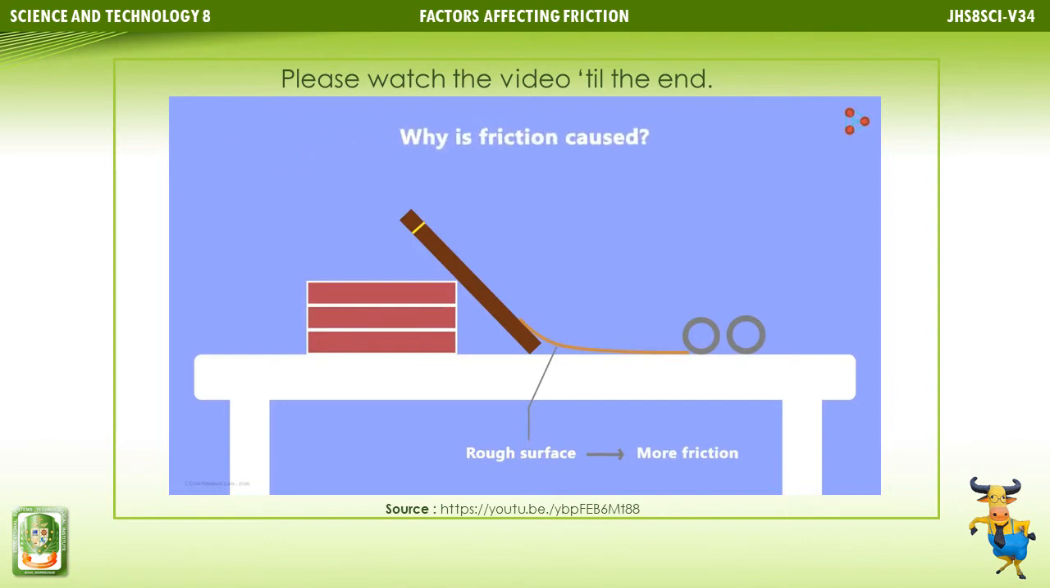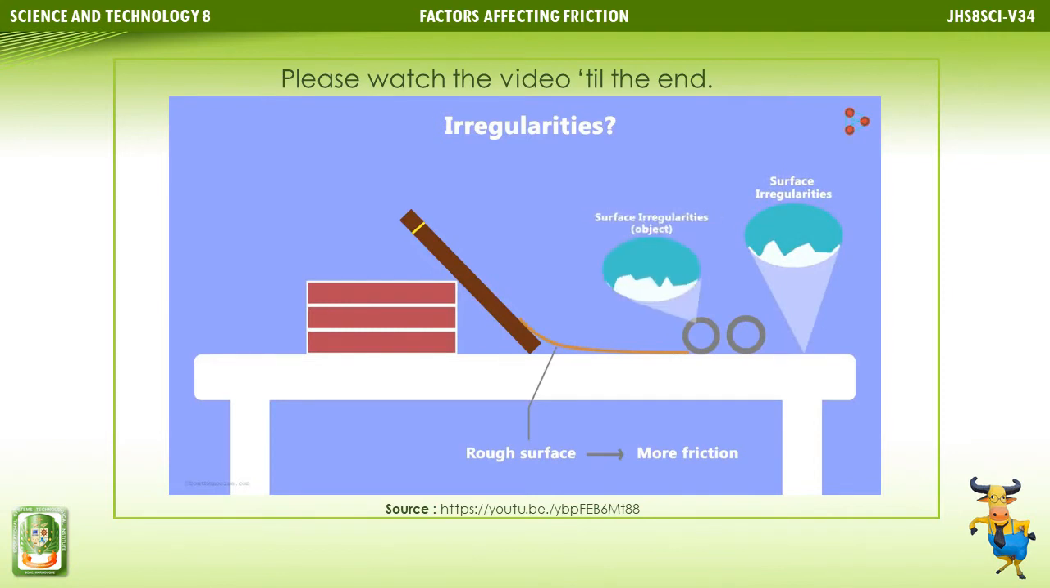Why is friction caused though? It is caused due to the irregularities on the 2 surfaces in contact. What do I mean by irregularities? Now, even though the table looks smooth, if we zoom into the surface, we will see the surface irregularities. Even the surface of the object has irregularities. Though they are minor, they still exist.